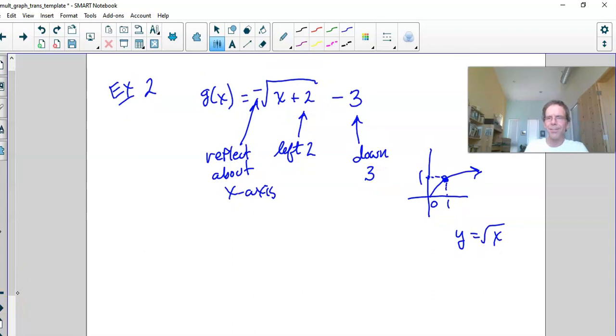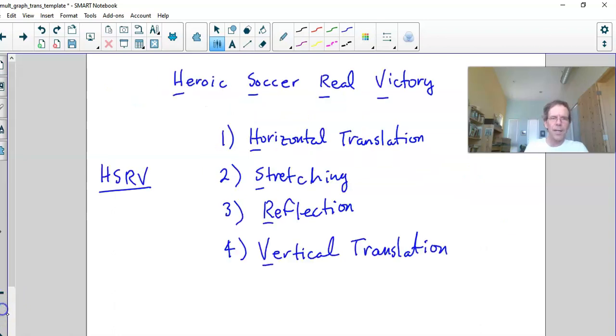And I should have tested some points in the previous example, but I didn't do it. I'll do it with this one. Let's go to the next page where I want to talk about the order that you do this in. So here's the order. You're supposed to do horizontal translation, then stretching, then reflection, and then the vertical translation last. And so I've just kind of made up this mnemonic kind of thing. It's HSRV, so I'm trying to remember HSRV. I thought, okay, heroic soccer, real victory, right? For all you soccer fans out there. So heroic soccer, real victory will give you the order in which you should do the transformations.